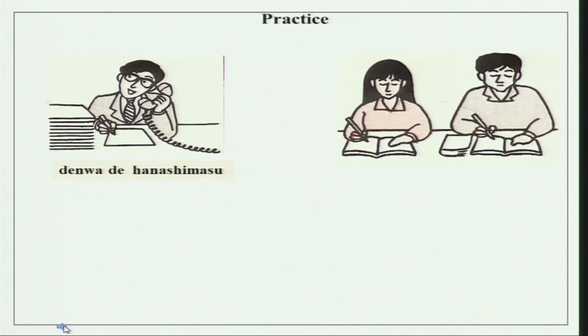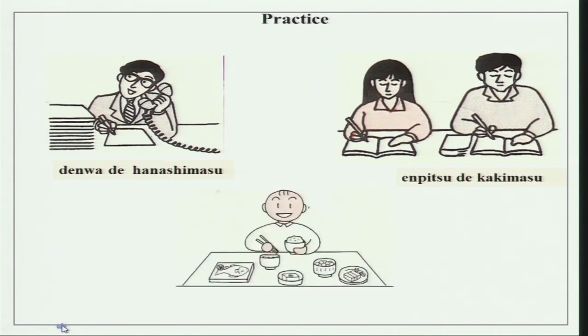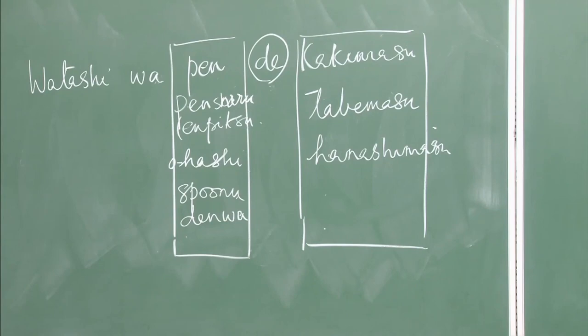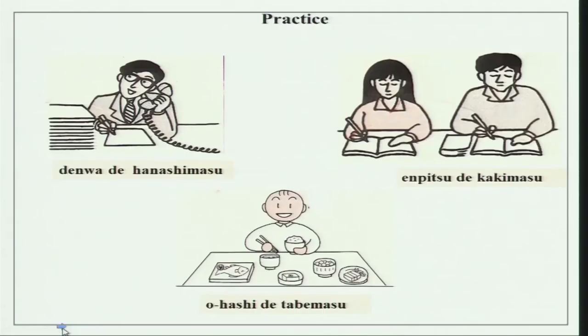Well, look at this picture now and see what they are doing. They are writing with a pencil. So, enpitsu de kakimasu, as is given over there. What is this gentleman doing? Tanaka-san wa ohashi de gohan o tabemasu. So, well, ohashi, chopsticks are being used for tabemasu. So, this is how you will use particle de. What tool is being used to perform a certain activity?